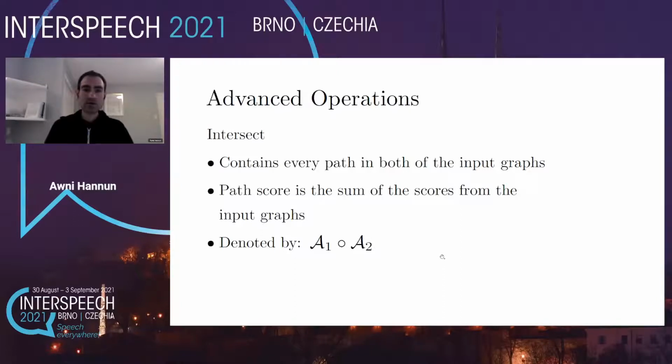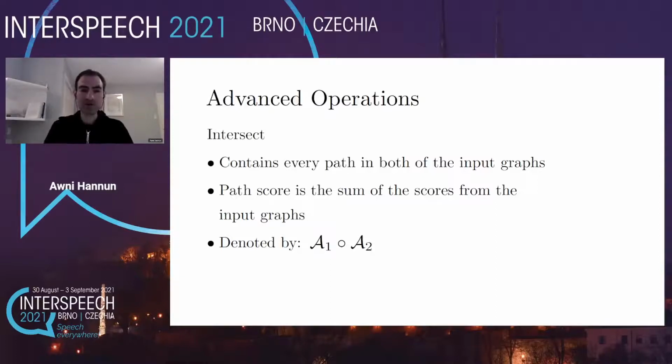So it's my opinion that the most important operation with transducers is intersect. Intersect and compose are kind of the same operation. Intersect is for acceptors and compose is for transducers. So when I say intersect, I really mean intersect and compose.